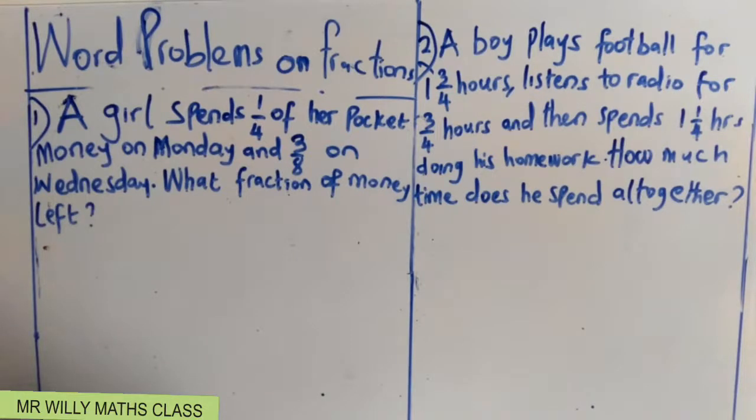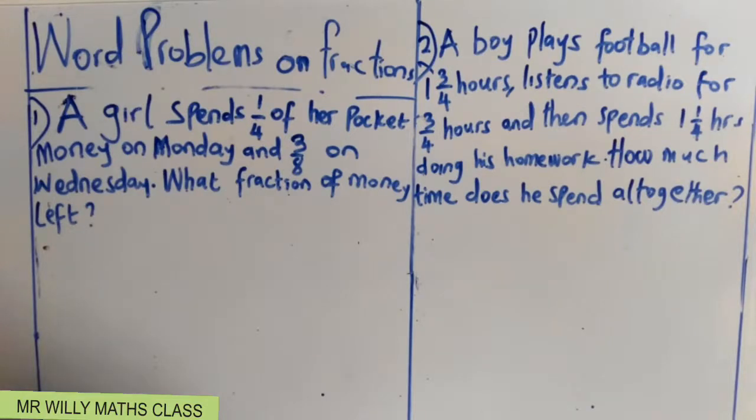So the first question says, a girl spends 1/4 of her pocket money on Monday, 3/8 on Wednesday. What fraction of money is left? The problem with this question is that we don't know the actual total amount of pocket money the girl had before she decided to spend on Monday. Then she decided to spend 1/4 of it on Monday, 3/8 of it on Wednesday.